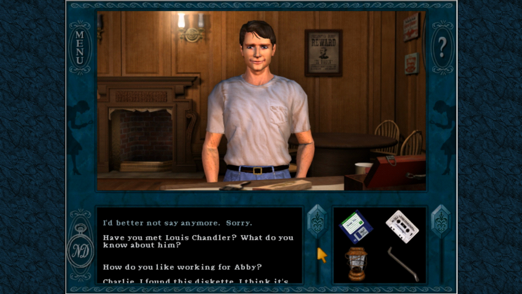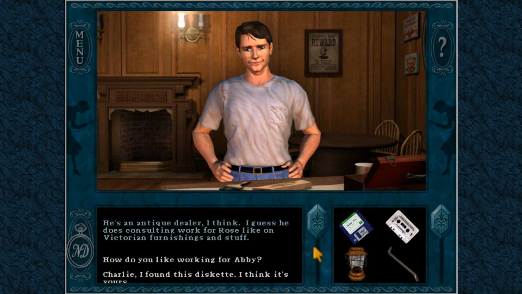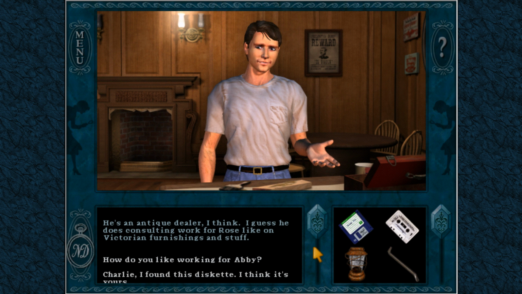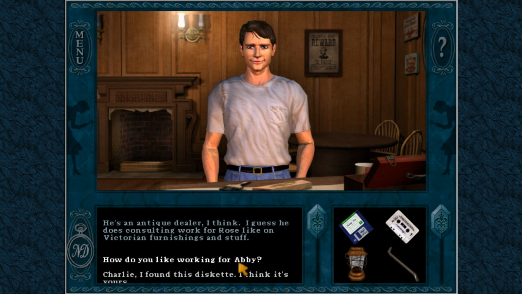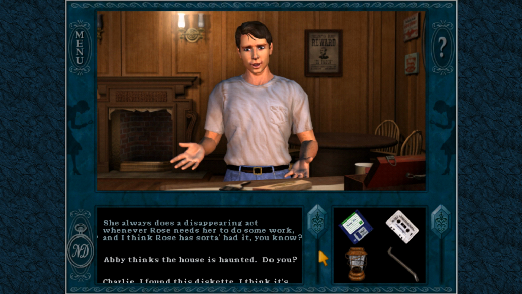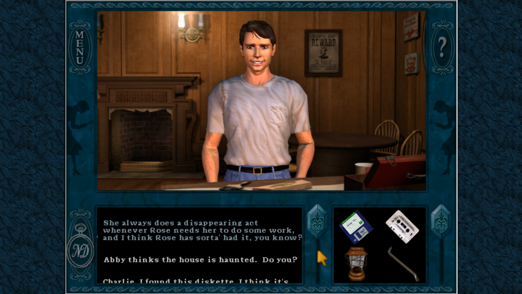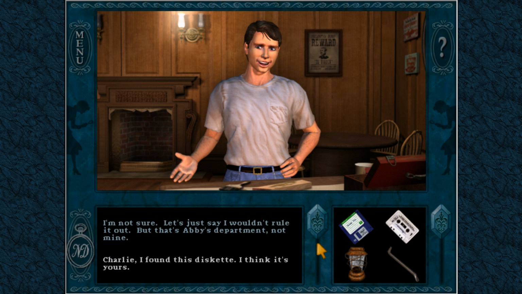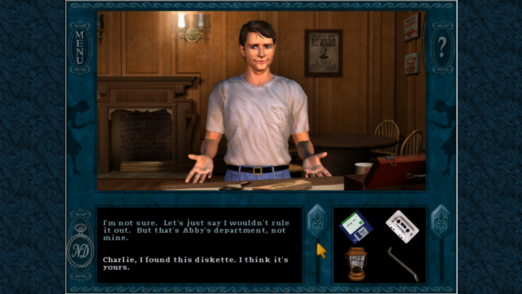Sorry. Have you met Lewis Chandler? What do you know about him? He's an antique dealer, I think. I guess he does consulting work for Rose, like on Victorian furnishings and stuff. How do you like working for Abby? She's not bad. She can be a little weird. I think she gets on Rose's nerves sometimes. What do you mean? She always does a disappearing act whenever Rose needs her to do some work. And I think Rose is sort of hatty, you know? Abby thinks the house is haunted. Do you? I'm not sure. Let's just say I wouldn't rule it out. Yeah, Abby seems a little lazy to me, if I'm gonna be honest there.